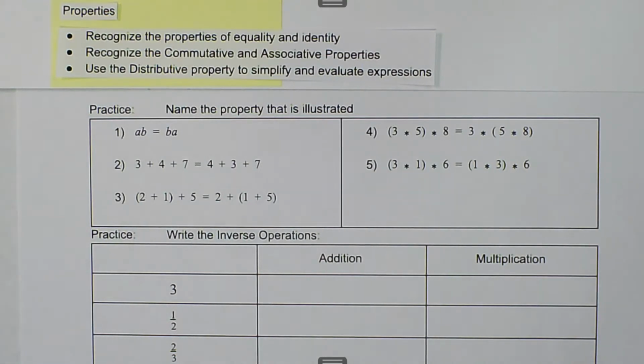We're talking about properties, and we want to recognize the properties of equality and identity and recognize the commutative and associative property. So here we have a couple practice. We have 5 examples here to pick from, and we have to decide which one of the properties that we watched in the previous video is the property that we're talking about.